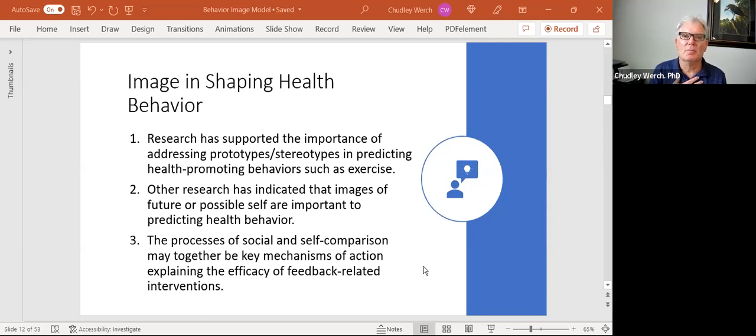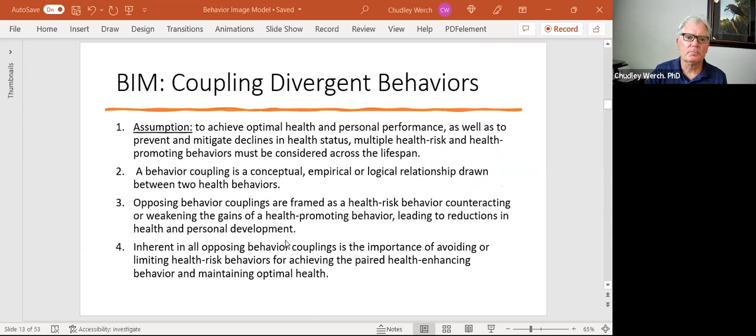In other words, I compare myself unconsciously to a prototype of a peer. What does a healthy, physically active peer look like, and I can compare myself to them unconsciously, or I can compare myself to a future, more fit person. And those comparisons are believed to be key mechanisms in action in explaining why focusing on images can be an effective strategy for changing behavior.